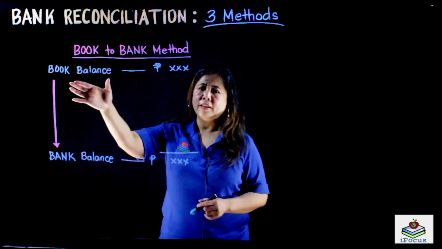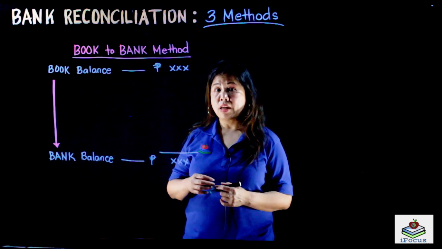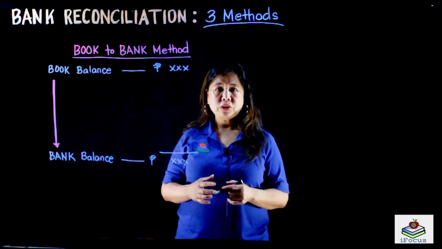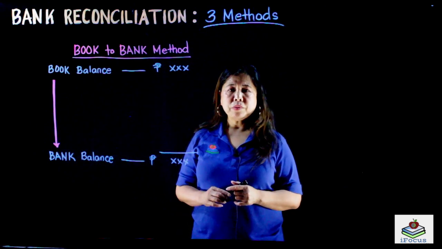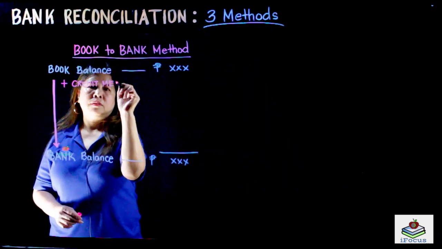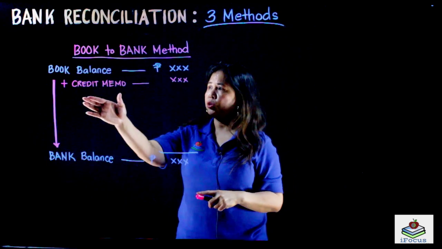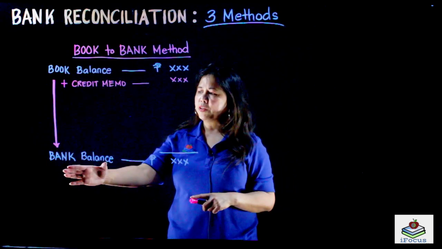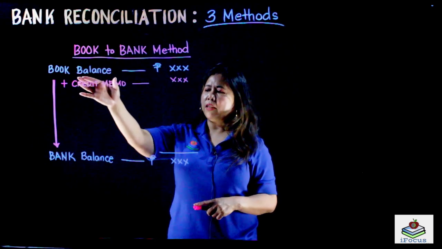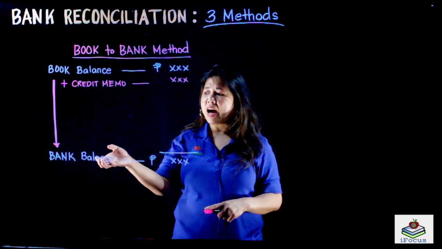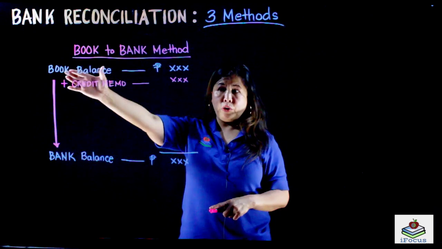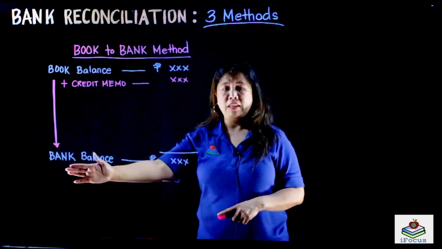So from the book balance, ang mga reconciling items ay i-adjust natin sa book balance para maging bank balance. We will start with the credit memo. The credit memo is addition to the book balance para makita natin kung magkano ang bank balance. Bakit natin i-add ang credit memo sa book balance? Dahil sa bank balance, na-add na ang amount ng credit memo pero wala pa sa balance ng book. So, i-add natin siya para makita natin ang bank balance.